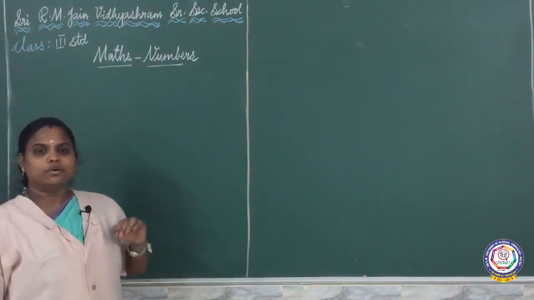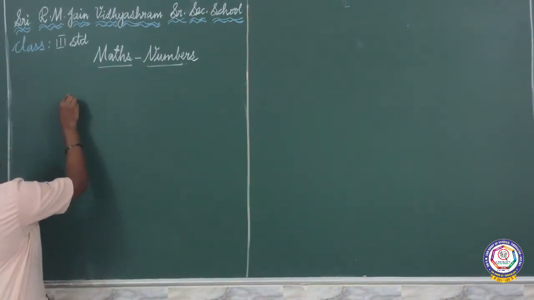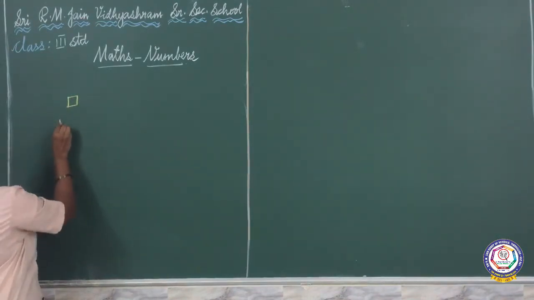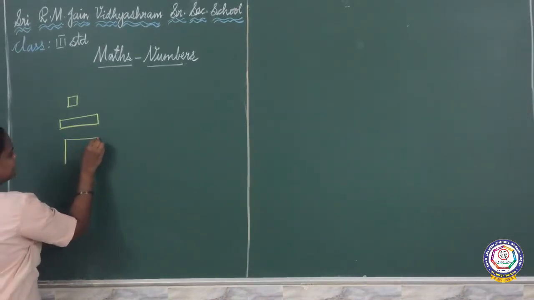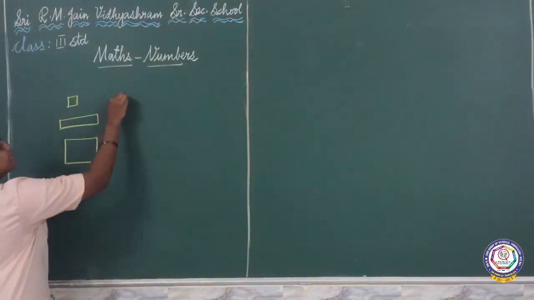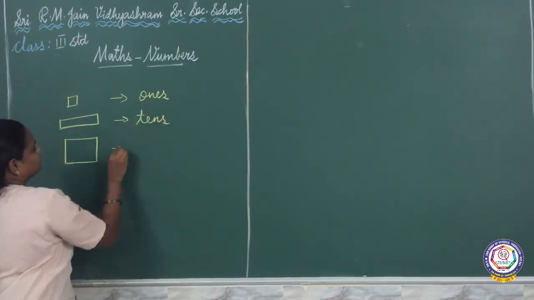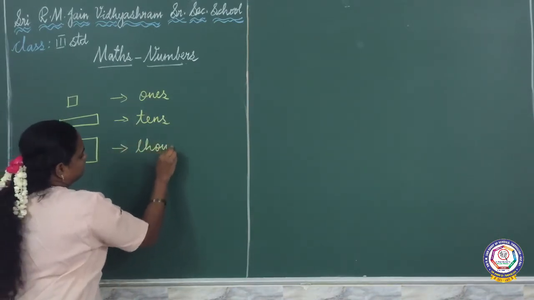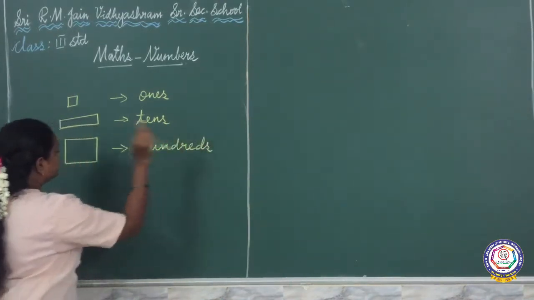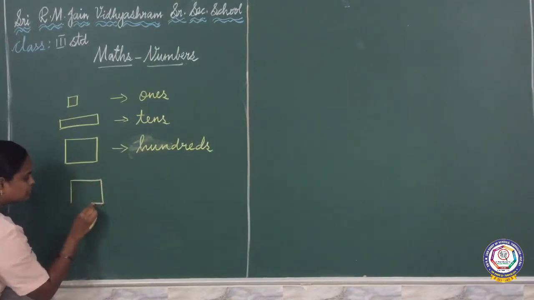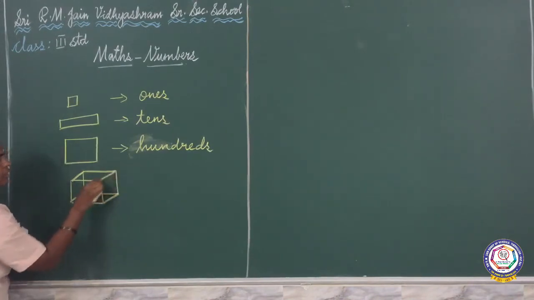So in third standard we are going to learn 4-digit numbers. I told you to represent ones this small square box, then tens this one, and for hundreds this big square box, like that. This is for ones, this one for tens, and this one for hundreds. And to represent thousands we are going to use this cube.